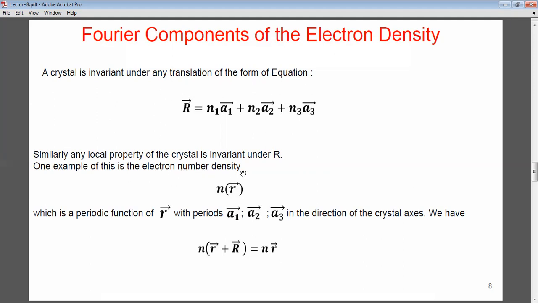You think of this as, if I take one point in space, how many atoms are there? Or what is the electron density over there? Okay, we will call it N of R. It's a function which is periodic, with periods A1, A2, and A3 in the direction of the crystal axis. Because it is periodic and invariant under translation, N of R plus R, that is, if we translate vector R by vector R, we should go back to our function.